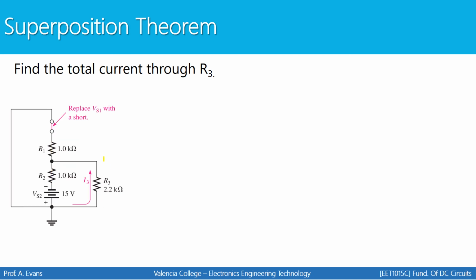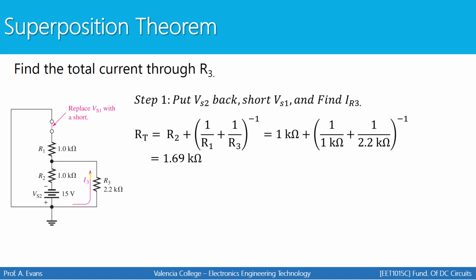Step 2 is going to begin by putting the second voltage source back and replacing the first one with a short. And now we're going to find the current through R3. Notice that now the current through R3 does flow up. It's in opposite direction. Remember, that will be important later. Now I have to find the total resistance.